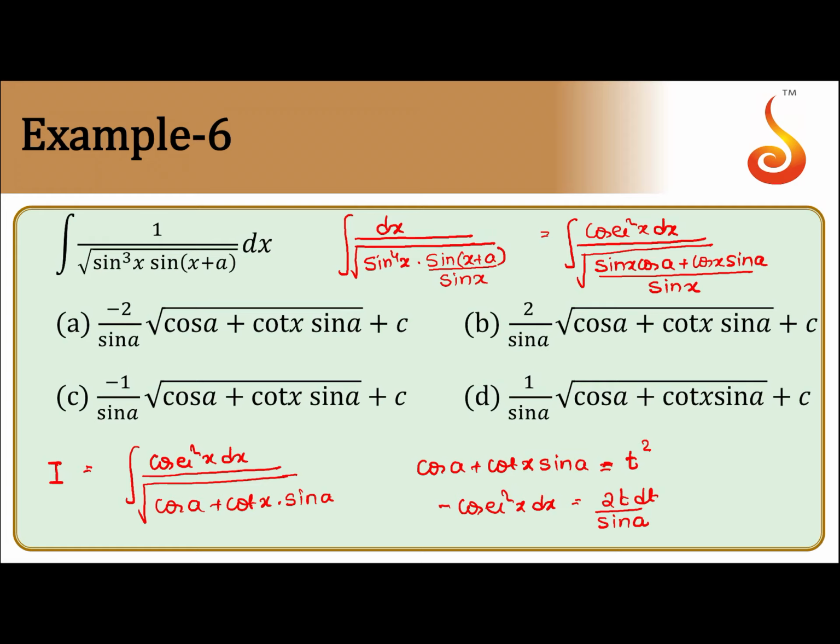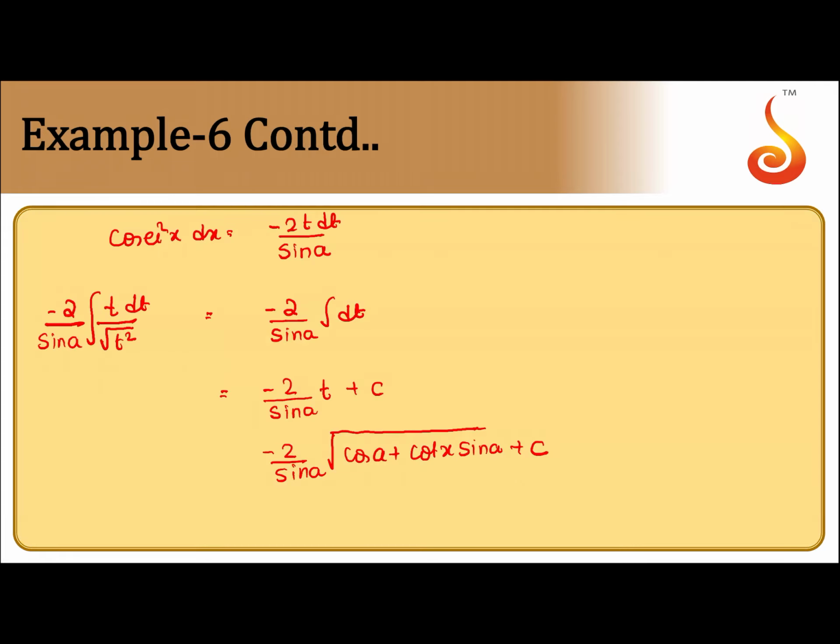Now cos a plus cot x into sin a is equal to t square, minus cosecant square dx will give you 2t dt by sin a. Now we substitute in the integral. Cosecant square x dx is minus 2t dt by sin a. So we get minus 2 by sin a integral t by under root of t square dt. This is minus 2 by sin a integral dt. So minus 2 by sin a t plus c. What is t? Under root of cos a plus cot x into sin a.